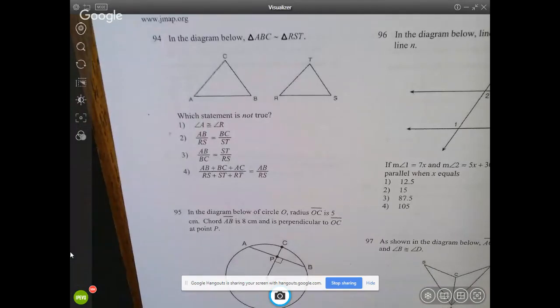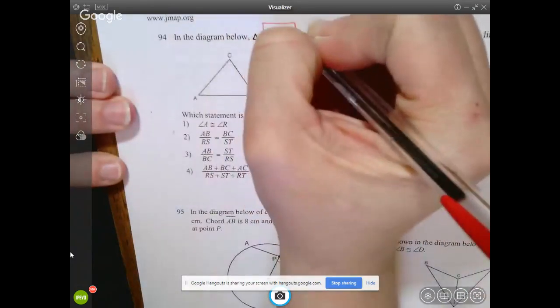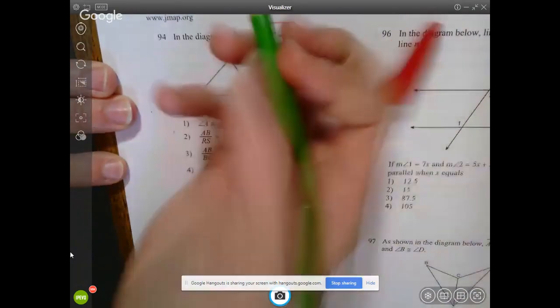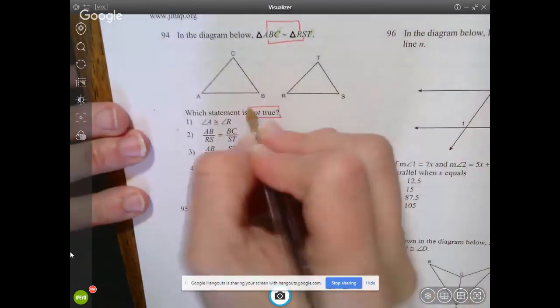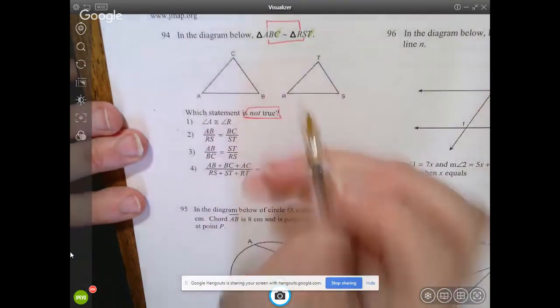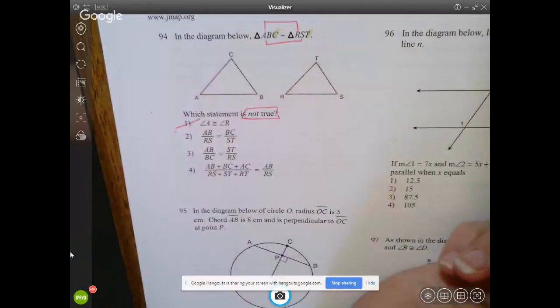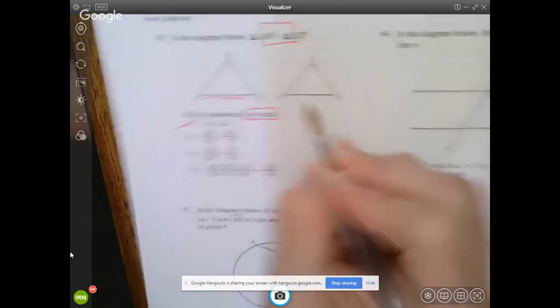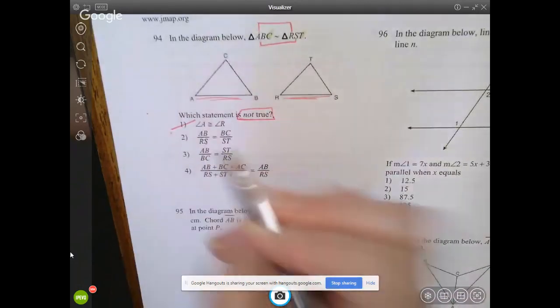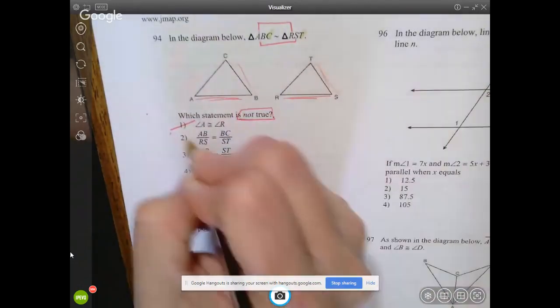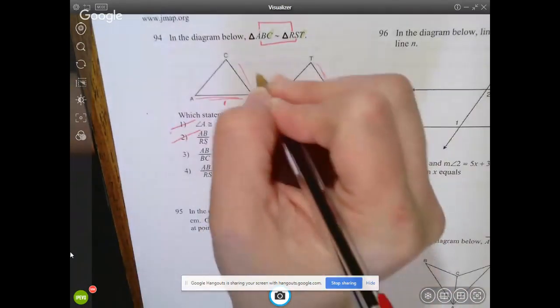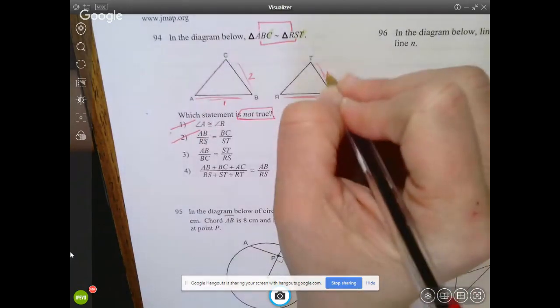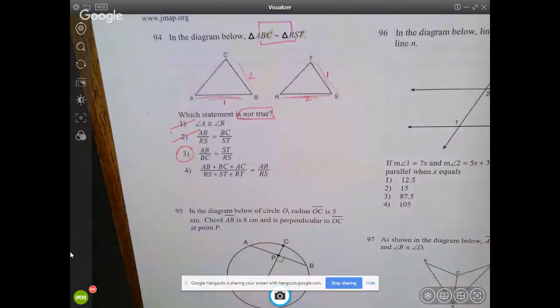In the diagram below, triangle ABC is similar to RST. So that means that we know that A has to match with R, B matches with S, and C has to match with T. So which statement is not true? Well, A matches with R, so it's not choice 1. AB, well, does AB match with RS? Yes. Does BC match with ST? Yes, so it's not 2. AB over BC, does that equal ST over RS? No, so it's choice 3.